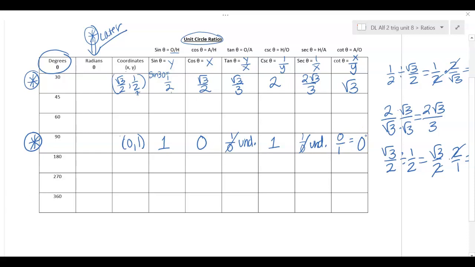So I'm going to stop this video here, and then you guys are going to try and do the rest of the coordinates yourself for this, and then you can check it on the next video notes.